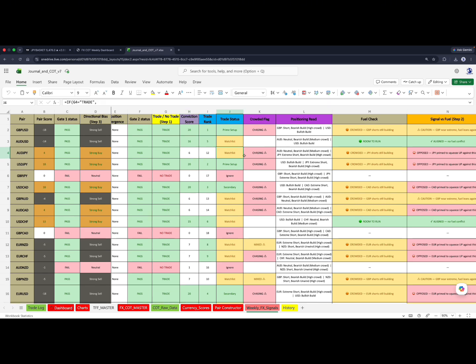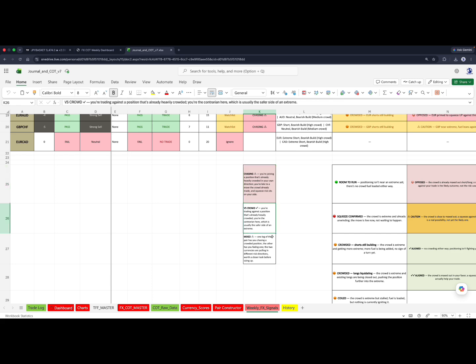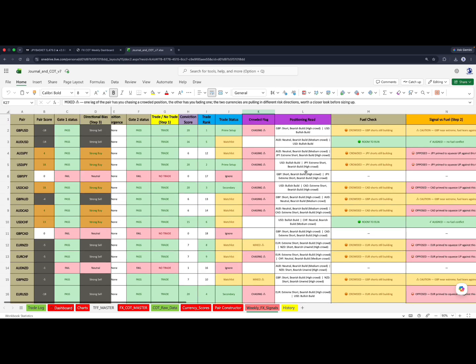It suggests that you put this on a watch list. However, there's a crowded flag here. And if we go down, you get an explanation of what crowded actually means. Again, just pause the video and take a look. Then it gives you a positioning read.